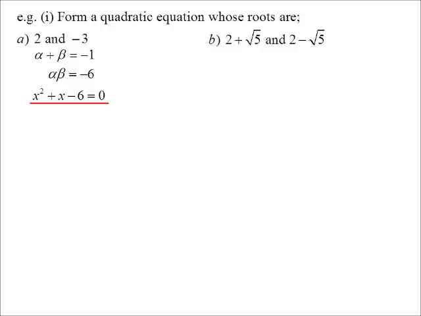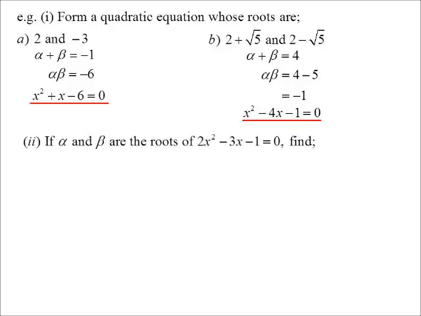The advantage of ones like this, because remember, they will always be in conjugate pairs. And the advantage of that is when we add conjugates, it will be 4. Alpha beta turns out to be a difference of two squares, 4 minus 5, minus 1. And so there's my equation. x squared minus the sum, so minus 4, plus the product, minus 1. But we can have more fun than that.